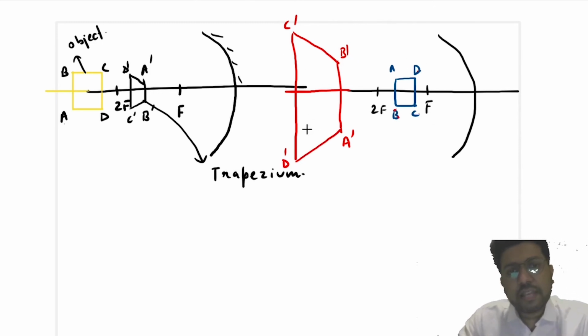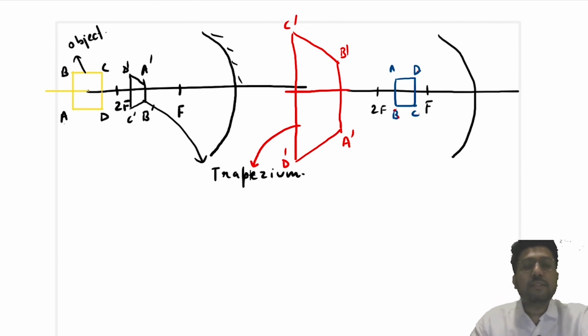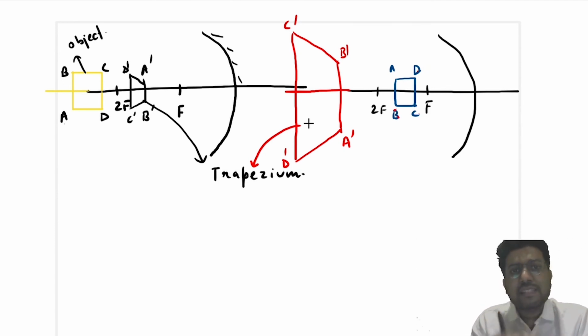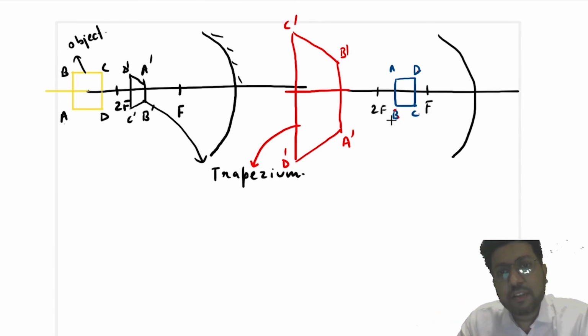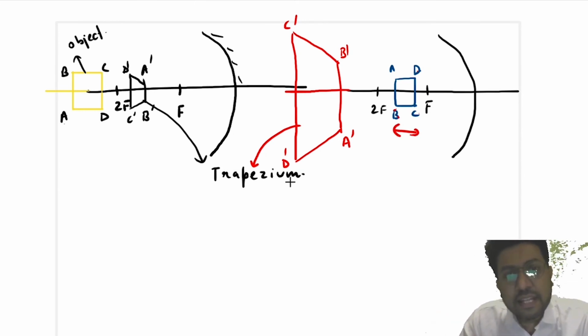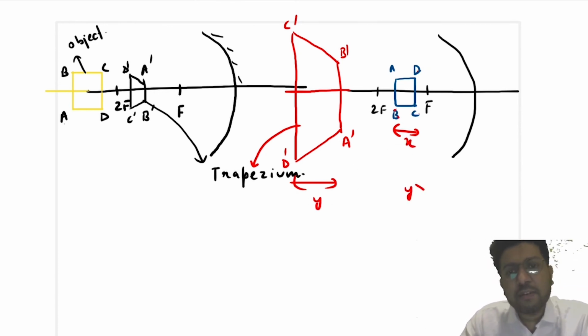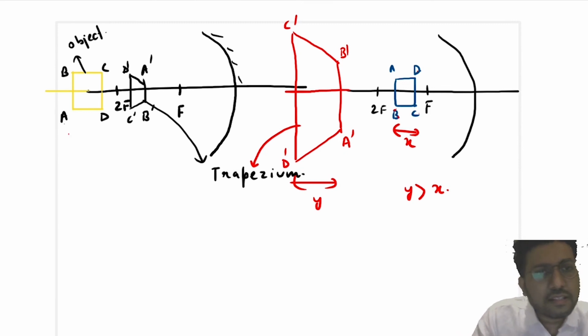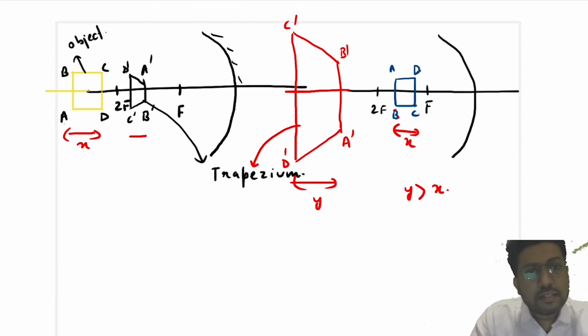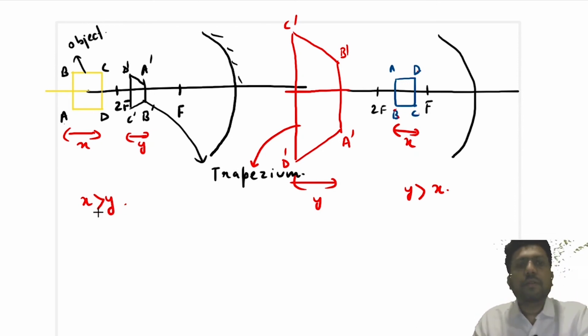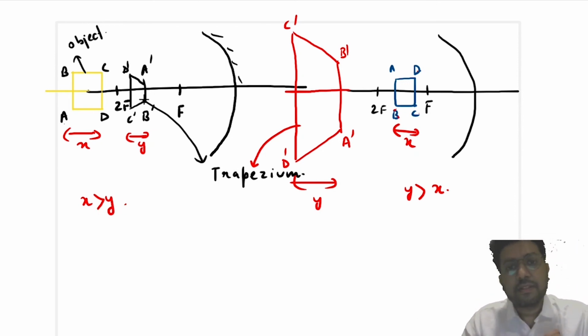So here also the image is a trapezium and it is magnified. Here it was diminished, here it is magnified. And you know that when the image is laterally magnified, it is also longitudinally magnified. That means the width will increase. Suppose this width is X, this width is Y. Y will be greater than X. Similarly here, suppose the width is X and this width is Y, then X will be greater than Y, because here the diminished image is formed.